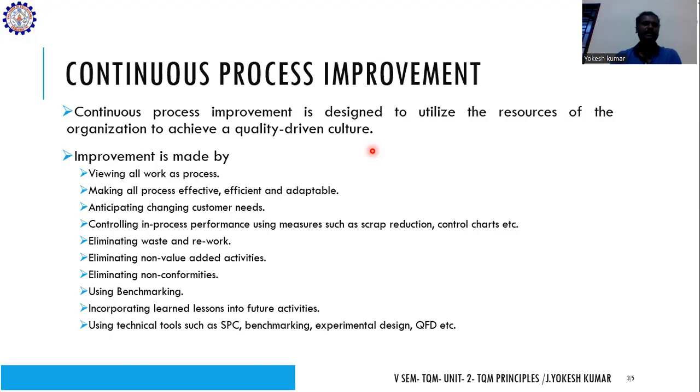This can be achieved by the following points. The first point is viewing all work as a process. If you go for any kind of industry, it may be a product or process related industry, n number of works or operations are there. So we have to approach that work or operations in the form of a process. The next step is making all processes effective, efficient and adaptable. We are not doing the process in a lethargic manner. We have to do that process in an effective manner. Finally, if you are doing a process in an effective manner, we can get an efficient process, and that can be adaptable to any operations.